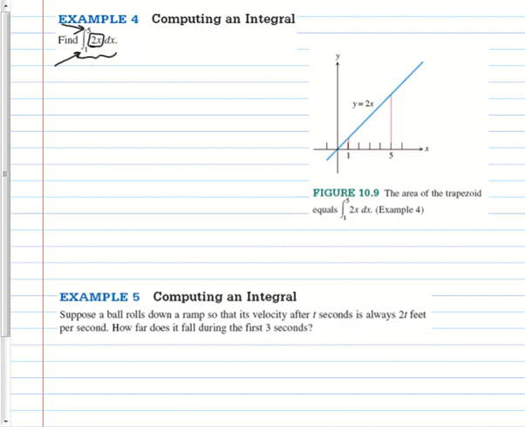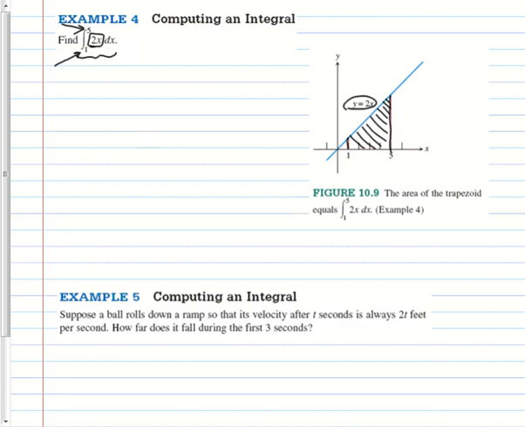That's what we're doing. We're having the equation 2x. Here's the equation 2x. There it goes, that blue line. And we want to go from 1 to 5. So we want to start at 1, we want to stop at 5, and we want to find the area under this. That will be the answer to that definite integral.